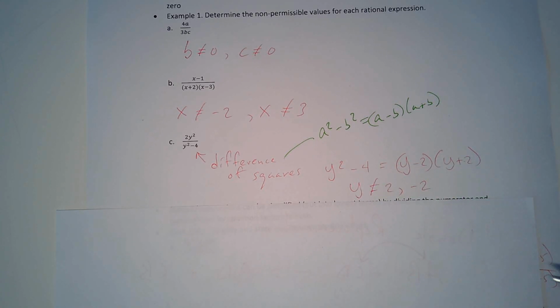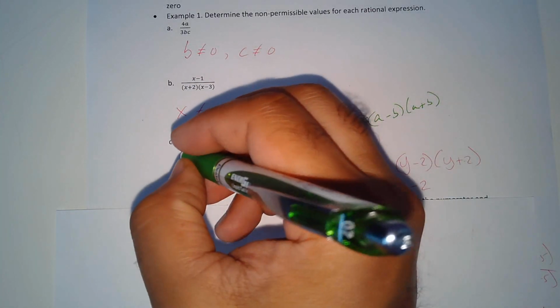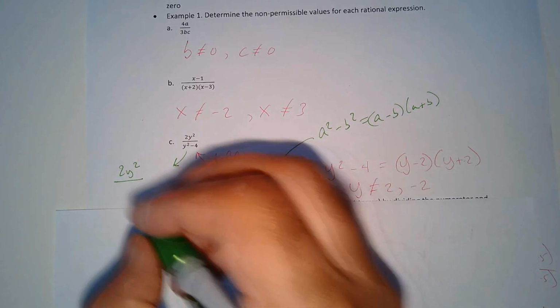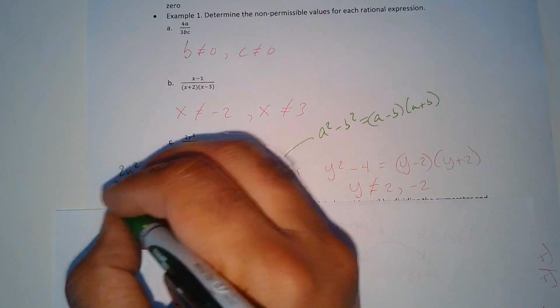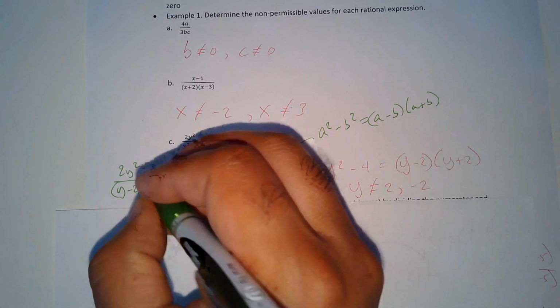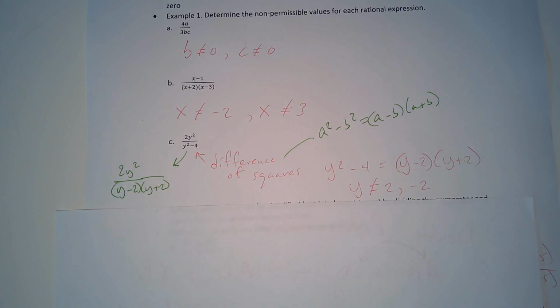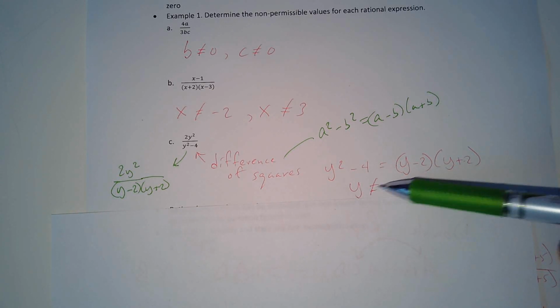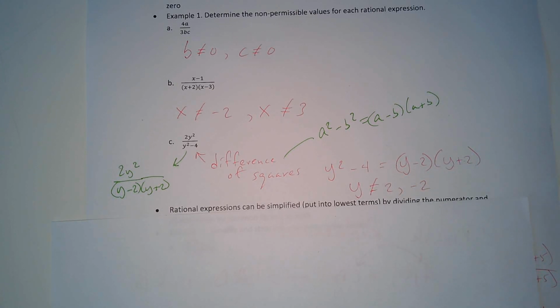Okay, so what that is saying is we could change this fraction to 2y squared over y minus 2, y plus 2. Okay, and so again, you don't want to make either of those 0, so that your restriction or your non-permissible values are y cannot equal 2 or negative 2.